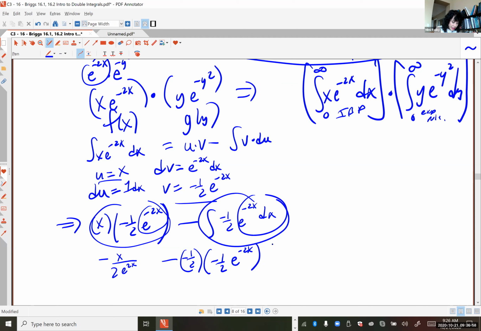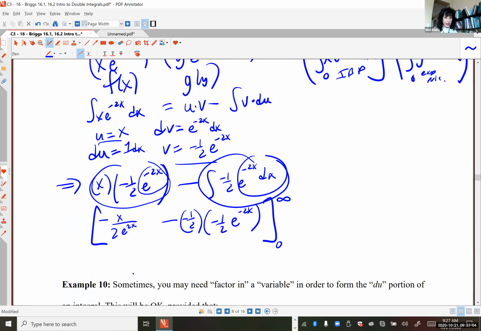Now I'm going to take this big old antiderivative and evaluate between the limits of 0 and infinity. Okay, and then you're going to use your limit facts. So when you plug in infinity here, you're going to have negative infinity over 2e to the infinity. And then this is a minus minus, that's a plus. But then I have a negative a half here. Oh, never mind. I guess I'm going to have a minus again.